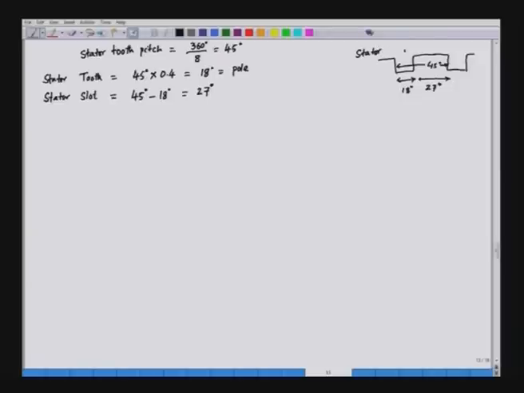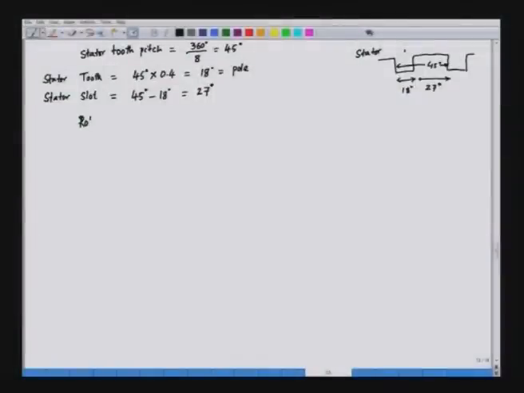Similarly, the stator has 8 teeth and the rotor has 6 teeth. So, the rotor tooth pitch is 360 by 6, that is equal to 60 degrees. And the rotor is like this, facing the stator.